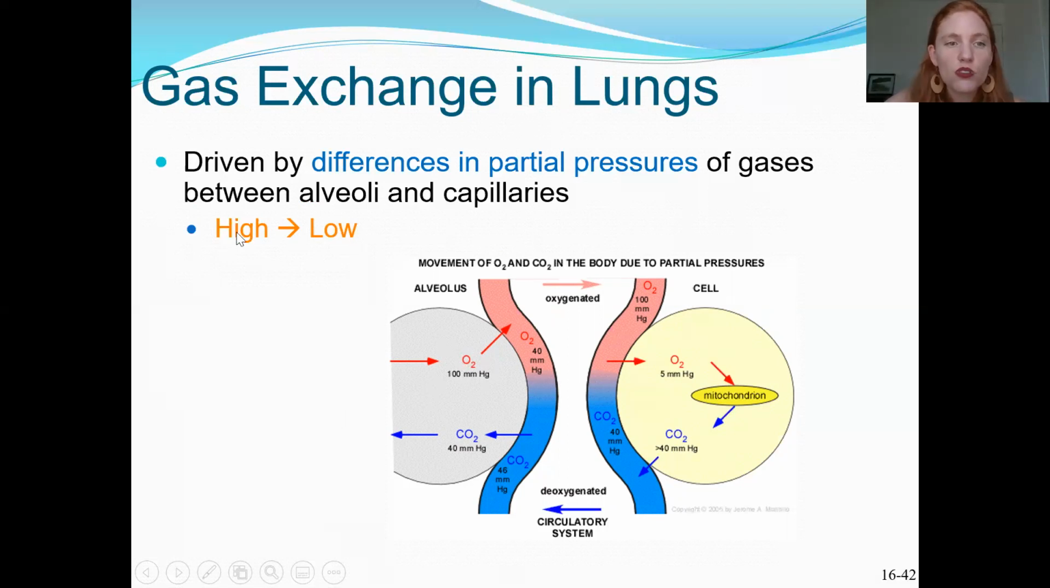Okay, so it moves from high to low, again just like you've already seen for concentration gradients for diffusion, this exact same principle. Okay, so because when you breathe in, there's a higher partial pressure of oxygen in the alveoli than in the blood, that's going to move through the cells of the alveoli and then move through the cells of the capillary walls into the blood.